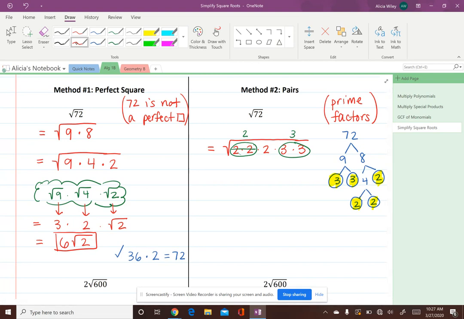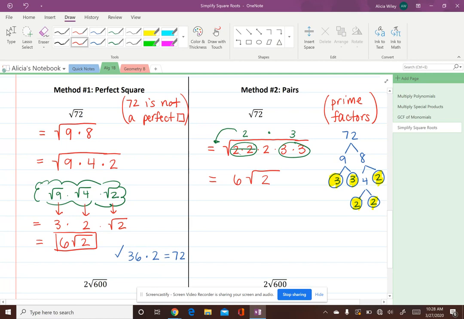Any of the numbers that are on the outside, what you're going to do with them is multiply them together, and then take that product and bring it to the front of your radical. So because 2 times 3 is 6, it becomes 6. Then you have your radical symbol, and then you write any of the numbers that were left behind, and that's a 2.